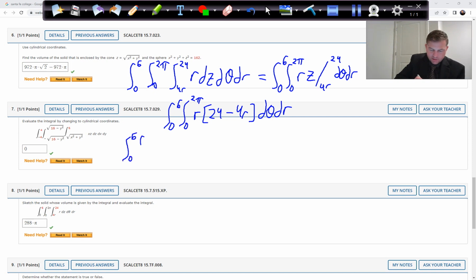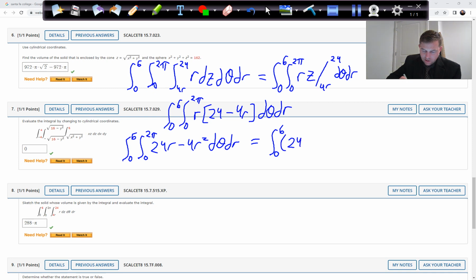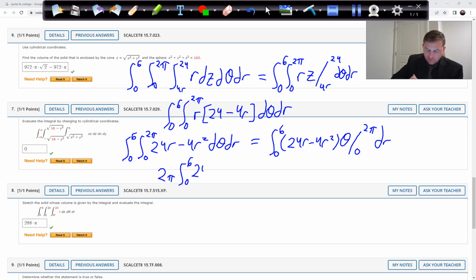This will be 0 to 6, 0 to 2 pi of 24r minus 4r squared. But again, r is just a constant in this context, so it's 0 to 6 times the quantity 24r minus 4r squared times theta, the antiderivative of d theta, and that goes from 0 to 2 pi. Then the r. So this is just going to be like multiplying by 2 pi because the 0 doesn't do anything, and the 2 pi I can pull out. So it's 2 pi, 0 to 6 of what we had before, 24r minus 4r squared, dr. This is 2 pi times the quantity, 24r squared over 2, minus 4r cubed over 3, from 0 to 6.